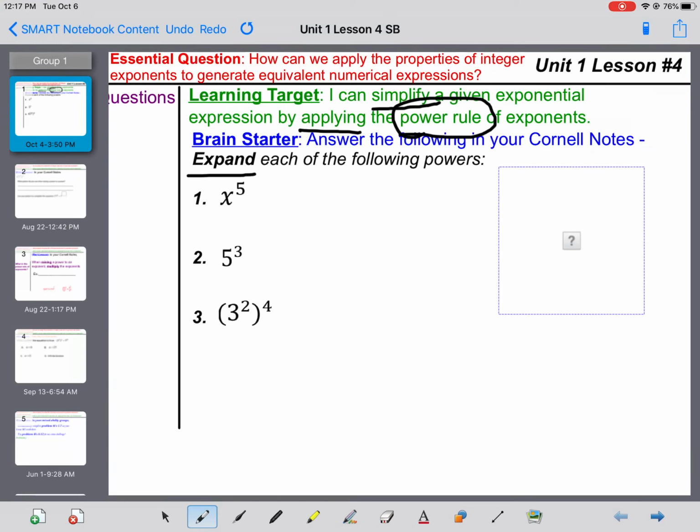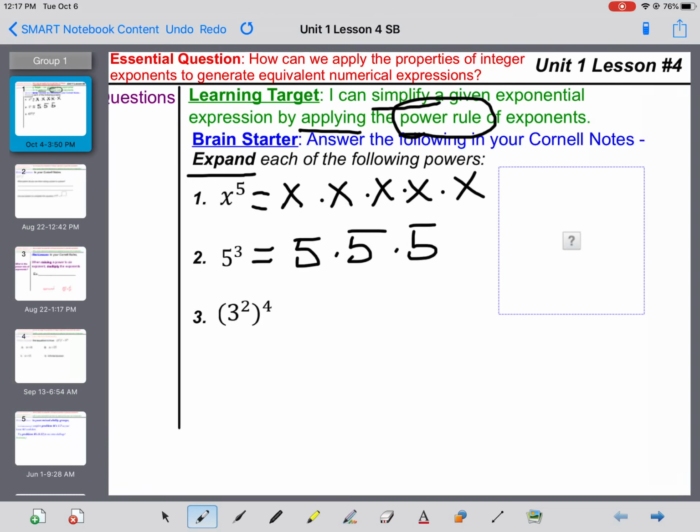All right, for the brain starter, it's asking us to expand each of the following powers. We have x to the fifth power, so that means it is x times x times x times x times x, 5 times. 5 raised to the third means 5 times 5 times 5, 3 times, and now 3 raised to the second power raised to the fourth power. So that means we're going to have 3 raised to the second power 4 times.